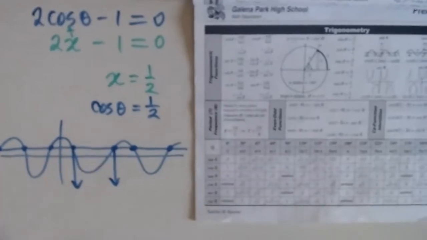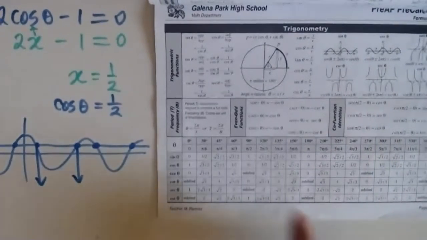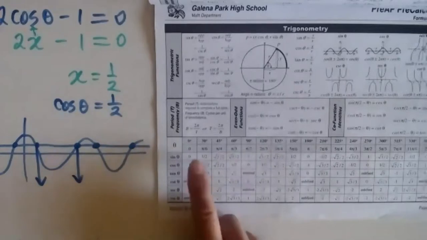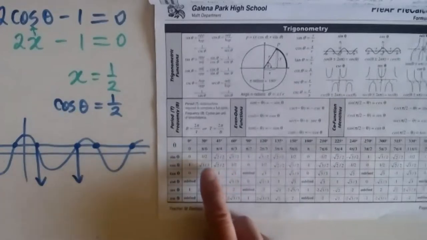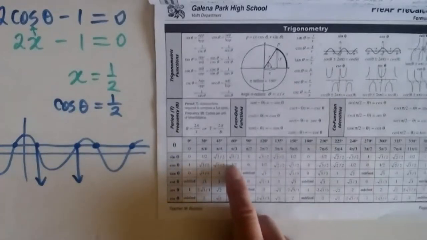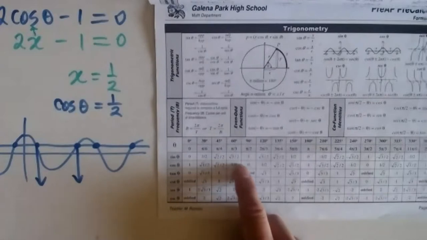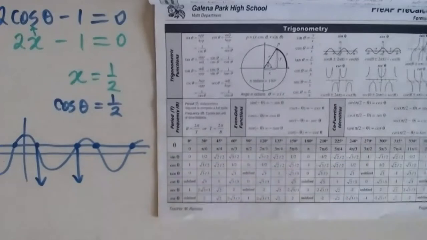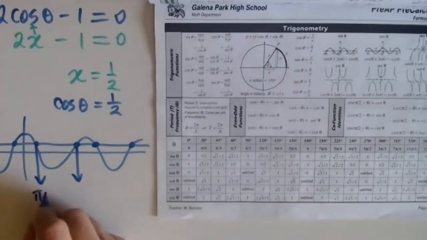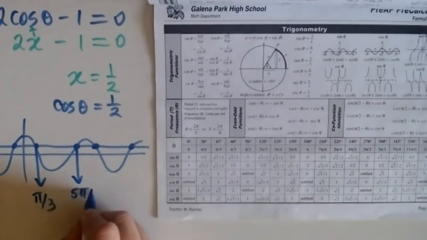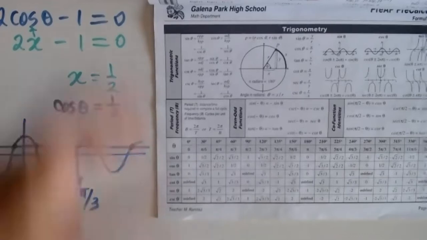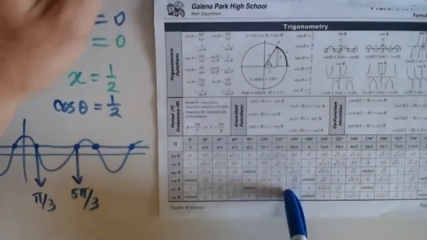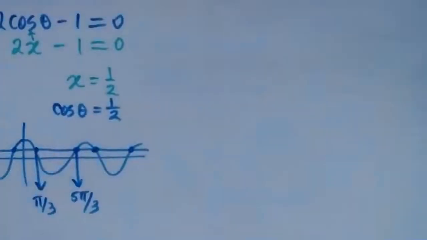Okay, it's kind of blurry, sorry. Pi over 3. Okay. Cosine of 1/2 is right here. You see? Pi over 3. And then the other 1/2 is 5 pi over 3. So I have pi over 3, 5 pi over 3. This table is very important for you. Just keep it next to you, correct?